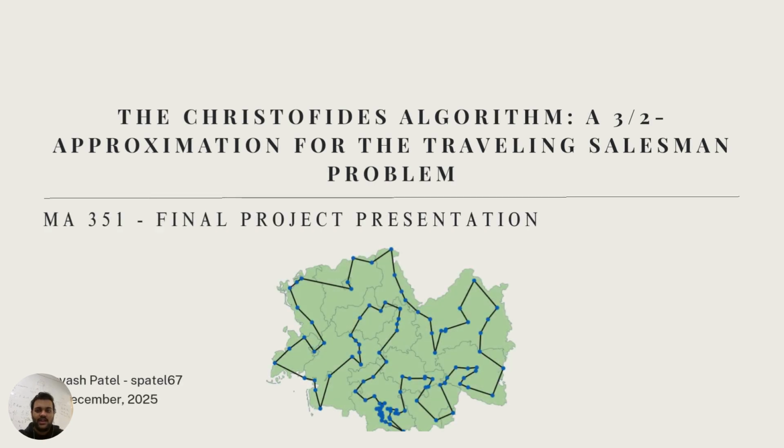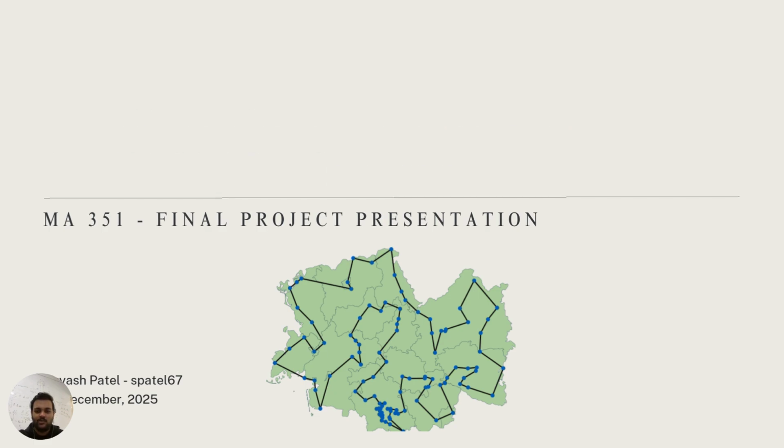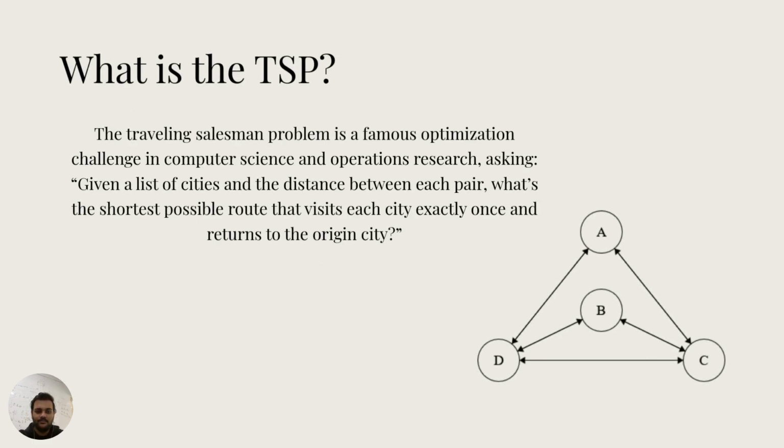Hey, today I'm going to show you one of the most elegant solutions to one of computer science's hardest problems, the traveling salesman problem. We'll see how the Christofides algorithm combines several concepts that we learned in class to give us a guaranteed approximate solution. So what is the TSP?